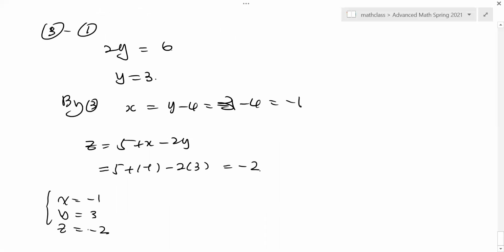And you can plug those numbers for x, y, z into the original equations. If they match, that means the equations hold, then you solved the problem without making any mistakes.